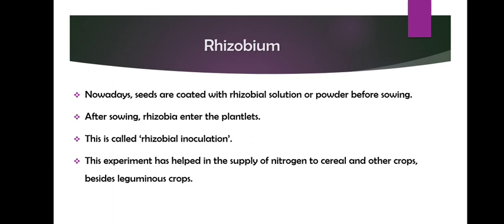Nowadays, seeds are coated with rhizobial solution or powder before sowing. Just before you sow, you can cover the seeds with solution of rhizobium. Now, after sowing, rhizobia will enter the plantlets. This is called rhizobial inoculation. Inoculation means to put a small quantity of bacteria initially, then this bacteria will grow wherever you have placed it. Now, this experiment has helped in the supply of nitrogen to cereal and other crops besides the leguminous crops. Followed?